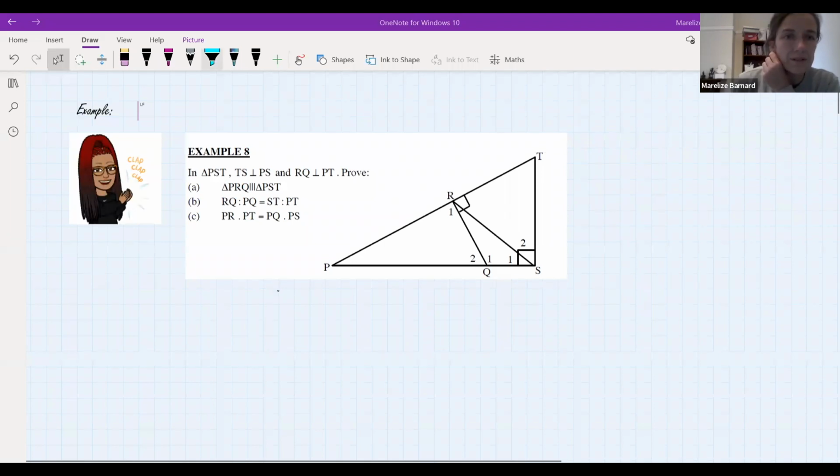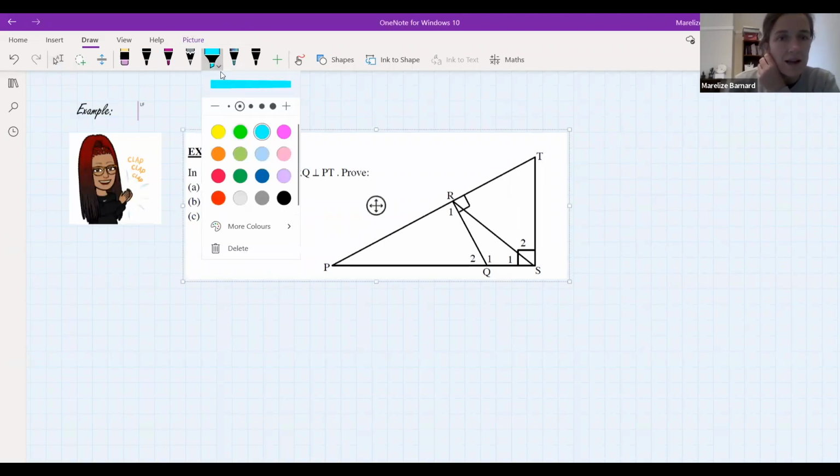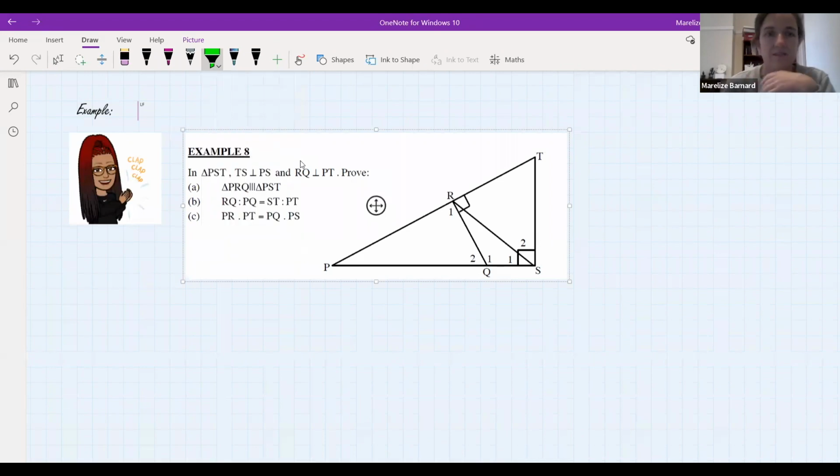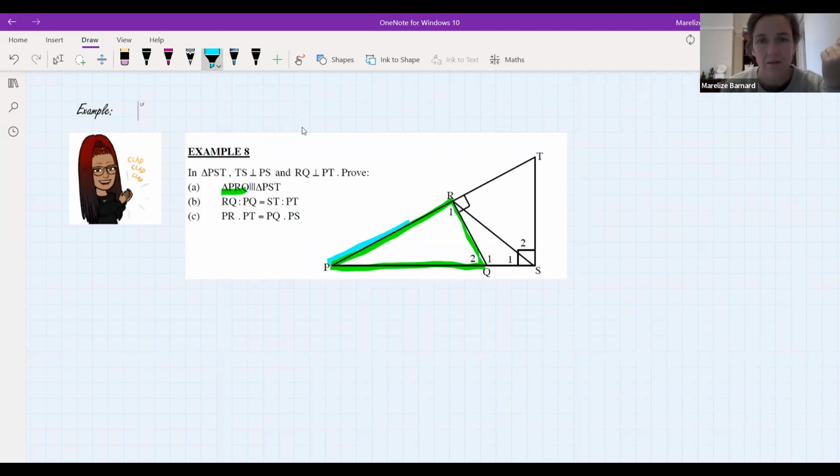What I normally suggest, and this is just how my brain works, is get some colors, get some highlighters, and start off with highlighting the two triangles that you need to prove similar. So in this case, it's PRQ, and that's the green one. And I'm going to make the other one PST, the big blue one.